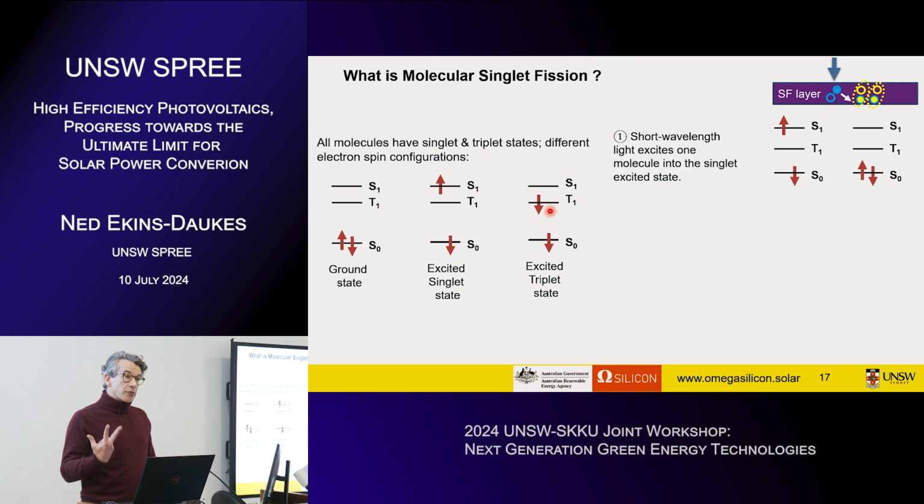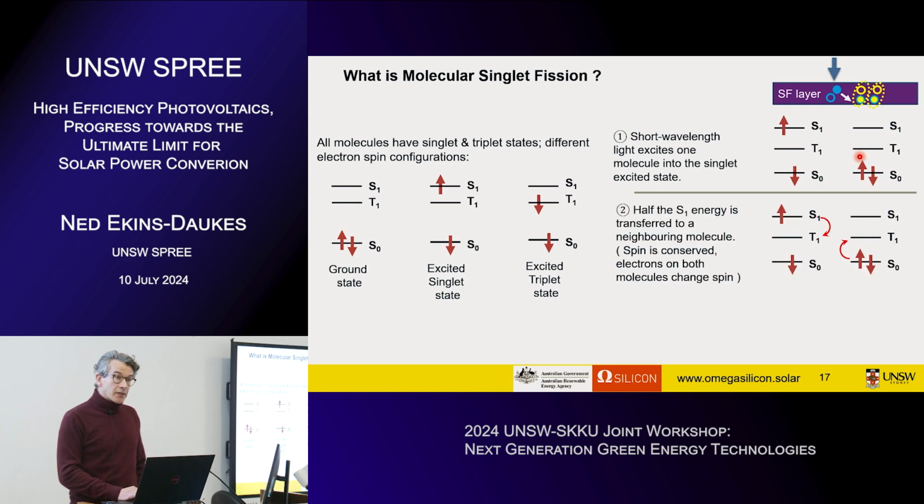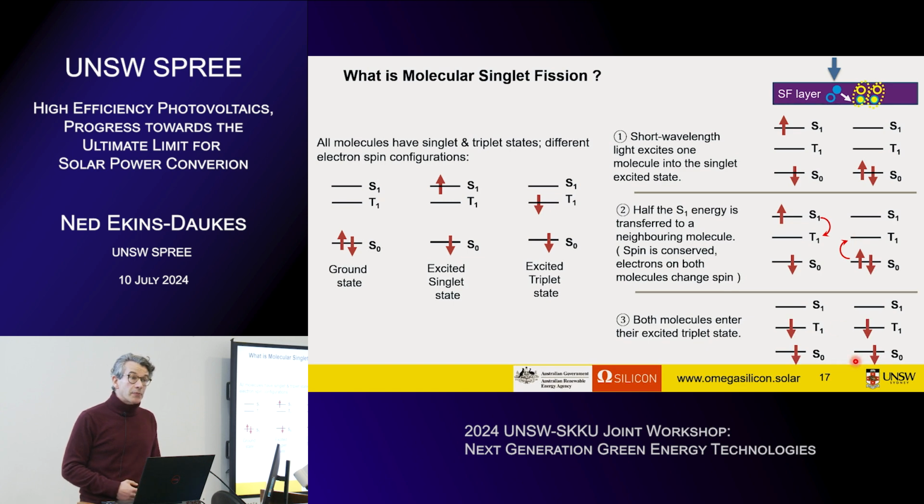Now, if I have two molecules next to each other and I excite one of them, and importantly, the triplet state is sitting halfway between the ground state and the singlet state, then I can have an interaction. And that interaction can flip the spin of my electron in the singlet state, lift the electron in the adjacent molecule up, and then end up with two molecules in their triplet state. So this is singlet fission, and it occurs in many, many molecules where the triplet state is located approximately halfway between the ground state and the excited singlet state.